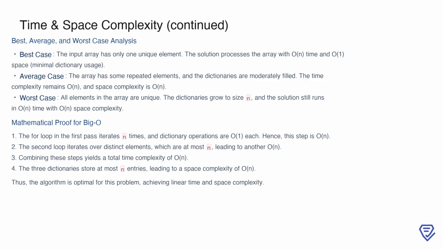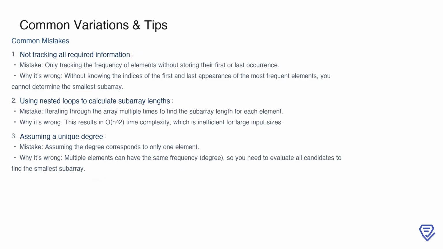Overall, this algorithm is optimal for the problem, achieving linear time and space complexity. When solving this problem, there are a few common mistakes to watch out for. First, you might forget to track all the necessary information. For example, simply counting the frequency of elements is not enough, you also need to know the indices of their first and last occurrences. Without these, you can't determine the smallest subarray that matches the degree of the array.